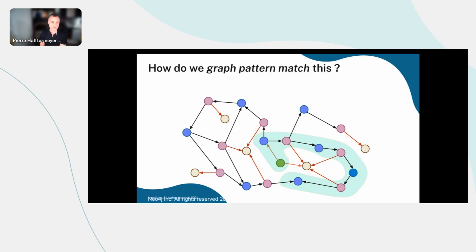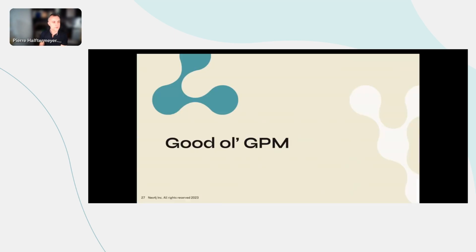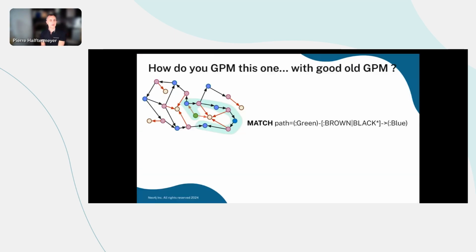We want to traverse the graph, but by sticking to the brown node and with alternated colors. And we also want some property of blue nodes to be increasing all the way. And how can we do that? With the good old GPM way, it would be just writing this path, green and brown or black, repeating until you have a blue. So really easy graph pattern matching.